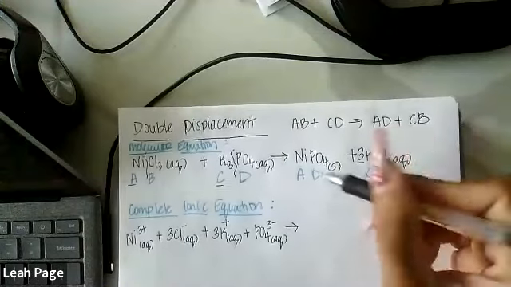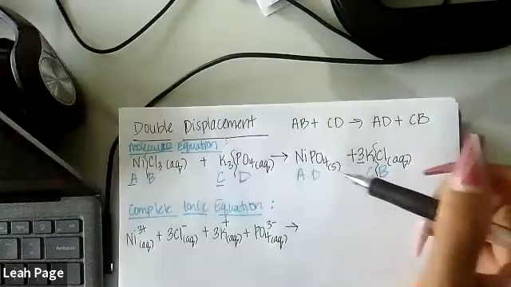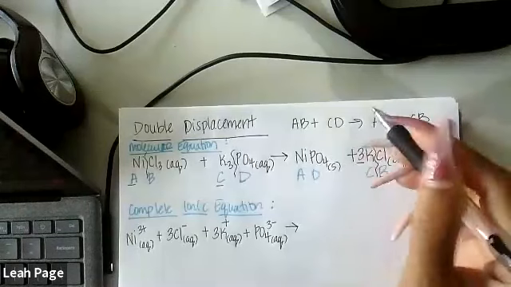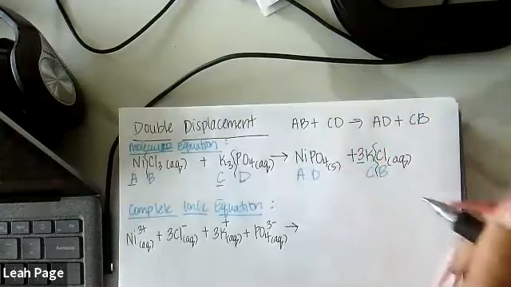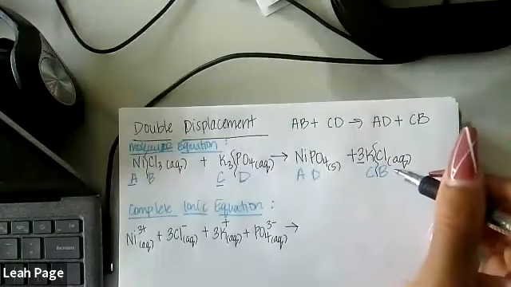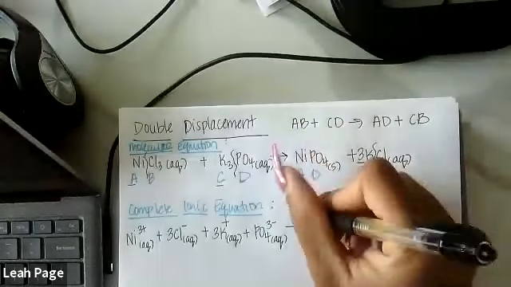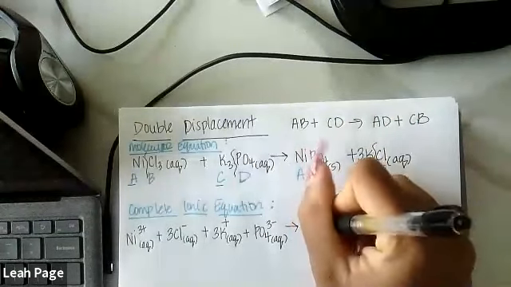Now, when I get to the product side, I see I formed this nickel 3-phosphate, which is a solid, meaning it does not break apart into its ions. It forms a solid, so I'm just going to leave that intact.